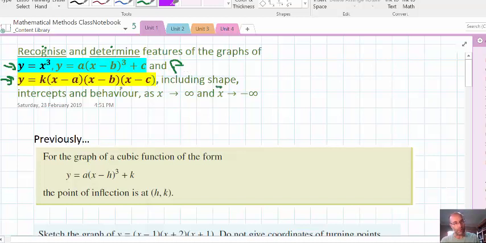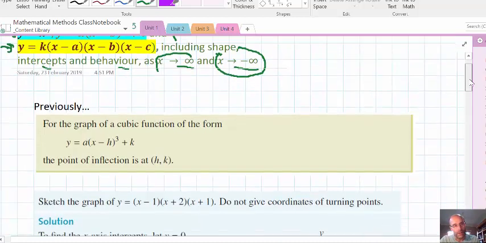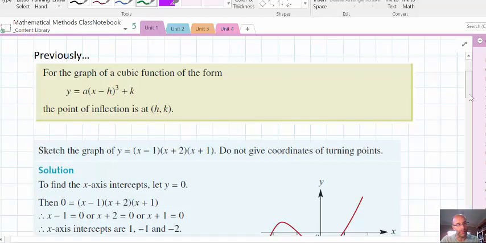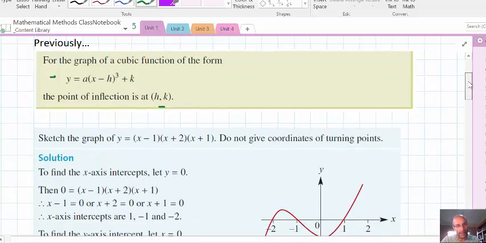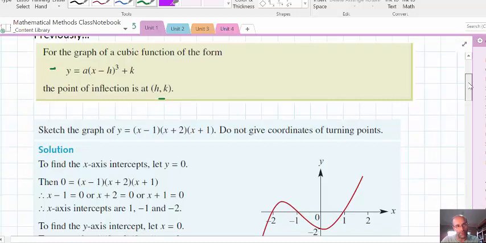We'll look at the shape, we'll look at the intercepts, and the behaviour as x gets very big and very small. That's why we say as x approaches infinity or as x approaches negative infinity. You'll hear more and more about that as we go through. In the previous video, the graph of a cubic in that form had a point of inflection (h, k), which is one of the most recent things we learned. There are other things to know.